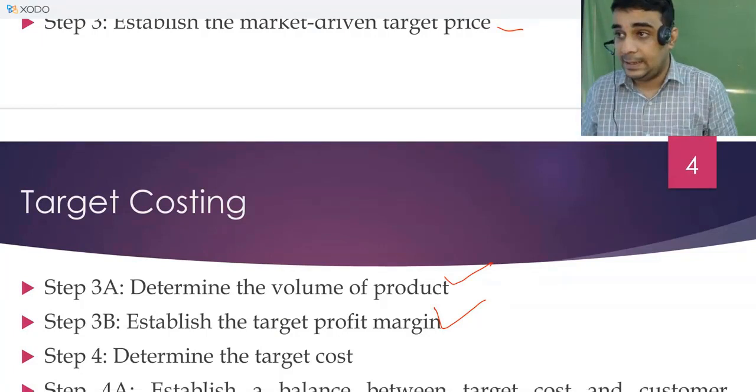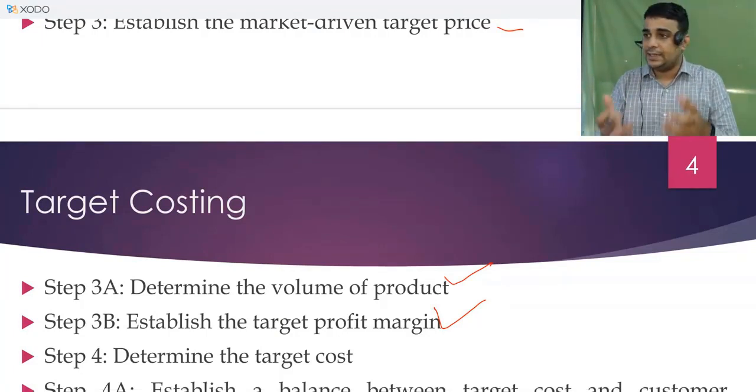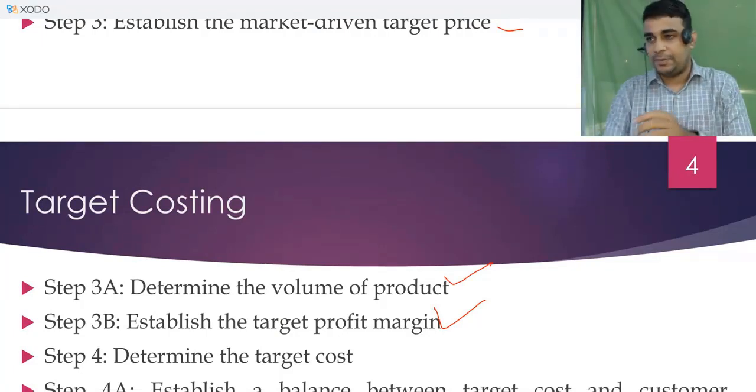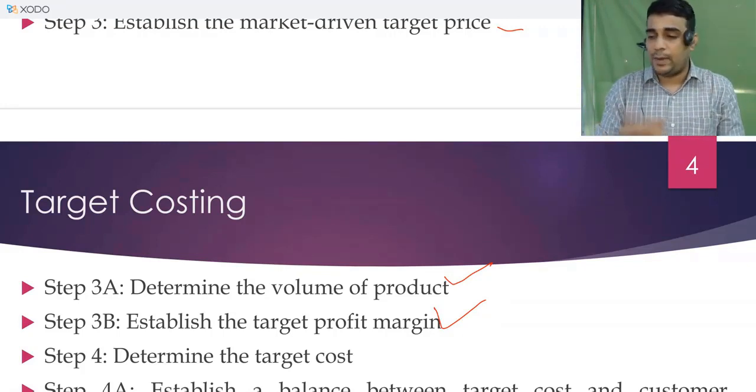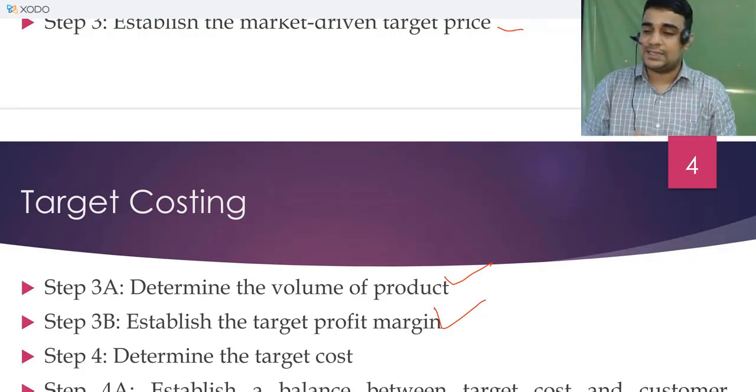They've given it a step 3A, 3B. I keep getting confused with these steps. I broadly told you the 4 steps, so maybe just be very clear on this. Maybe revise it the day before the exam. I don't know why they want to call it a step 3A, 3B.